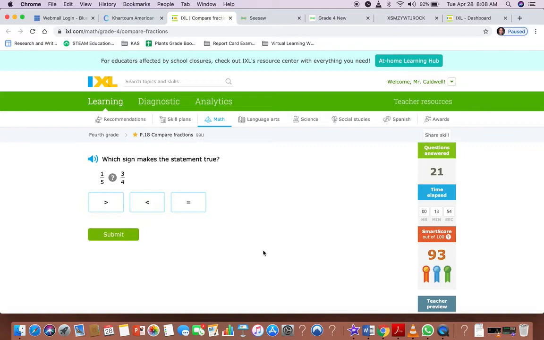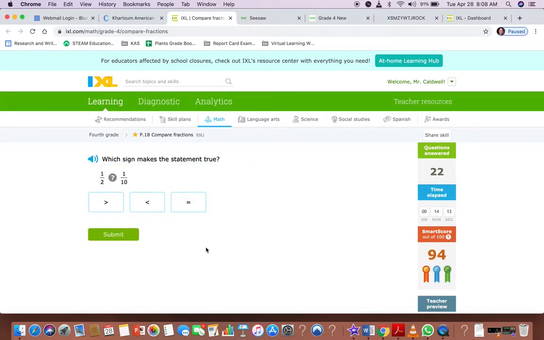Which sign makes the statement true? 1/5 is blank to 3/4. Well, we know if there was a pie with 5 slices and there was a pie with 4 slices, that the 3 out of 4 would be bigger.